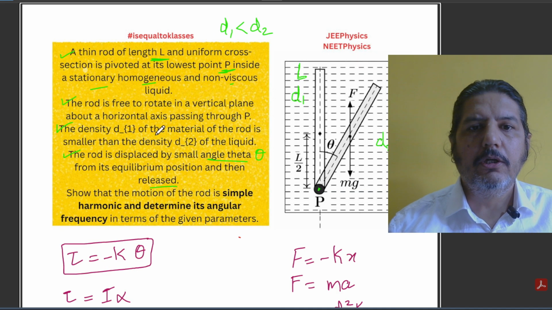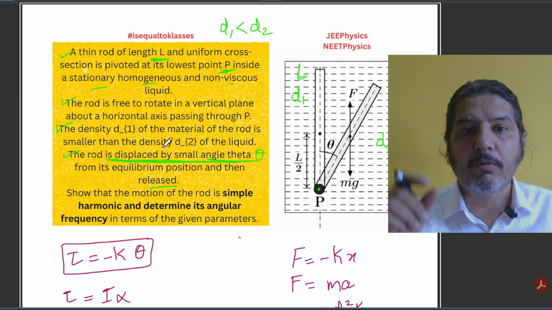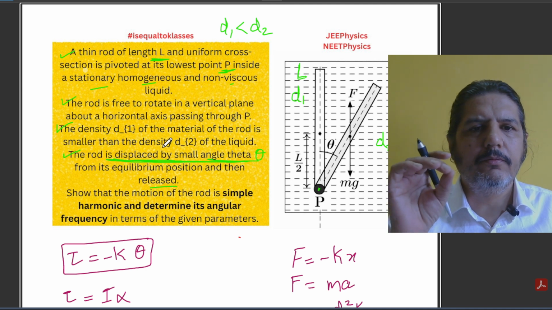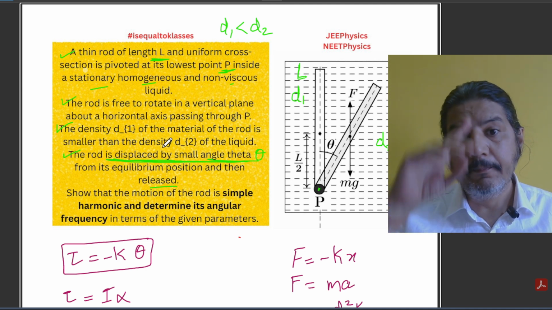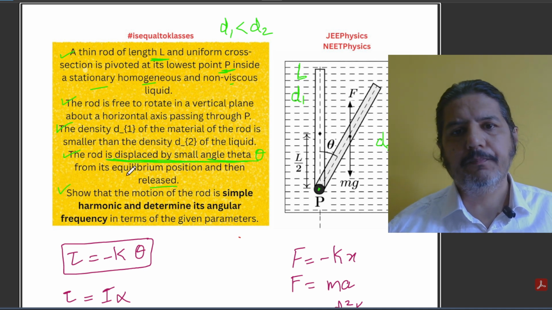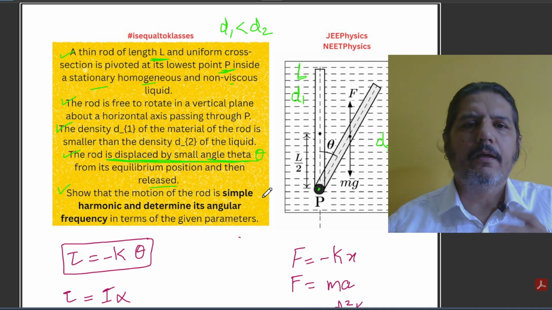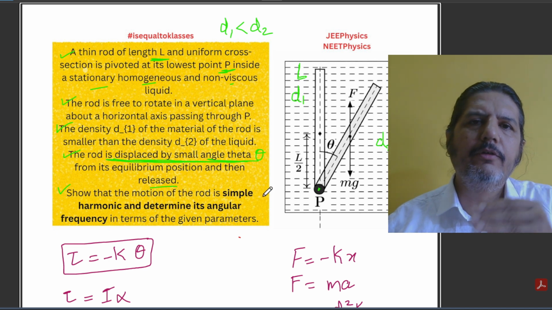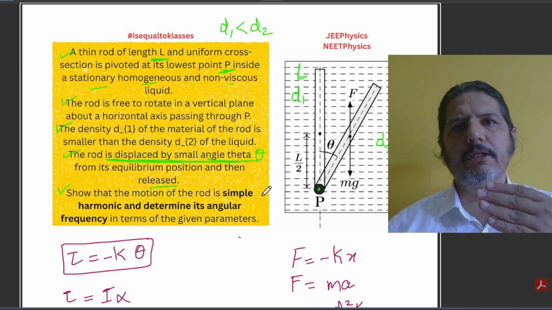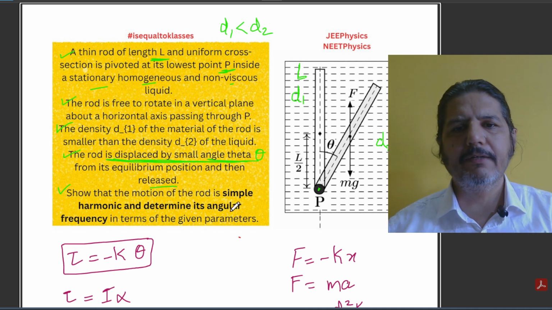Okay, so using this line, I hope you are able to understand the significance of this line: displaced by a small angle theta from its equilibrium position and then released. Show that the motion of the rod is simple harmonic, and determine its angular frequency in terms of the given parameters. Again, in the fifth line, what they are asking is that you need to show that this is a simple harmonic motion. Once you have shown that, find the angular frequency in terms of the given parameters.